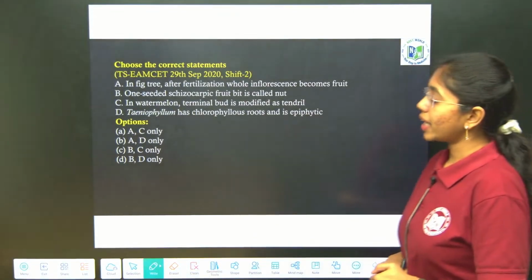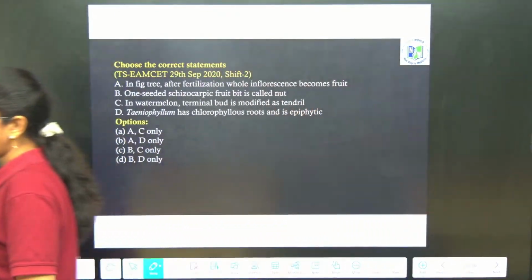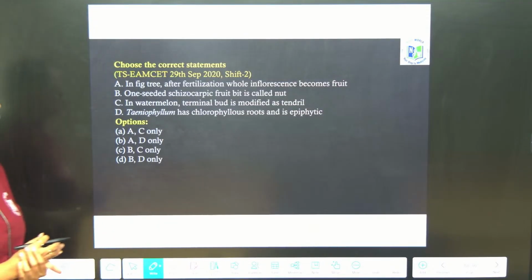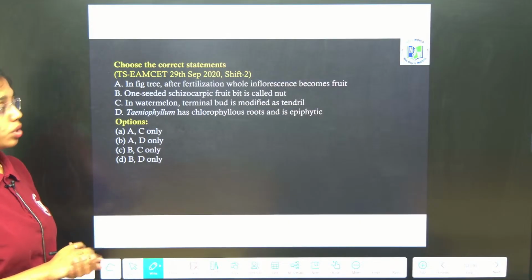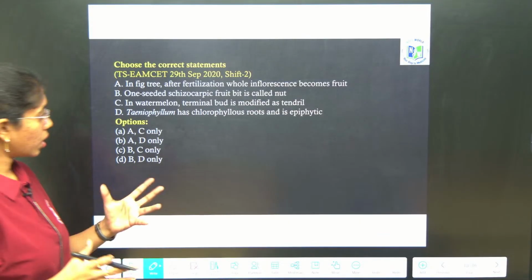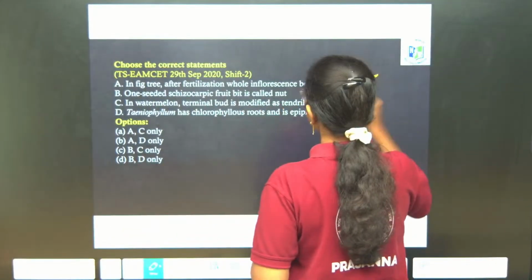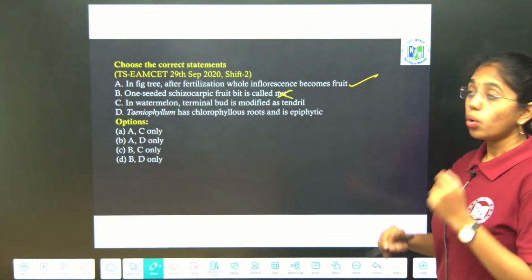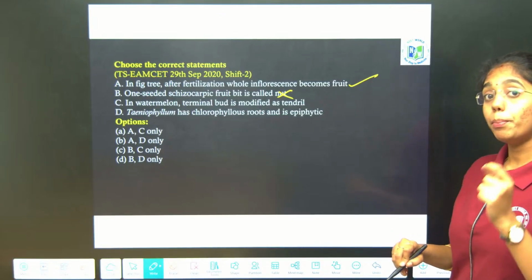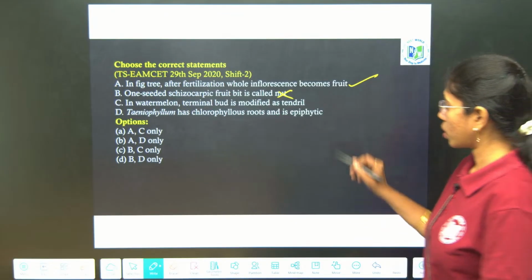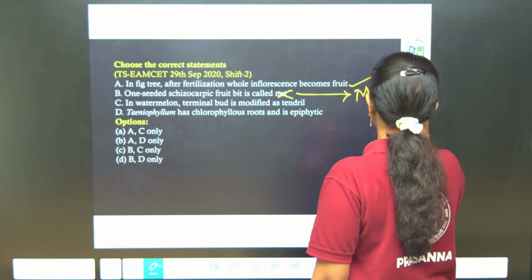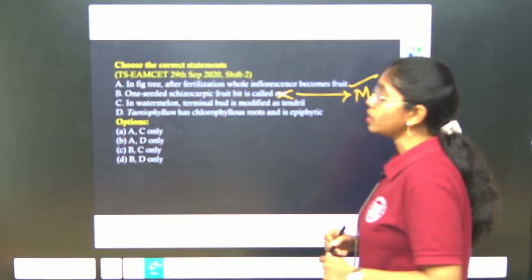Next question, statement based question again. Look into it. Statement based question. In fig tree, after fertilization, whole inflorescence becomes fruit, correct? Whole inflorescence becomes the fruit here. One seeded schizocarp fruit bit is called as nut. No, bits of one seeded schizocarp fruit are called as mericarps. They are called as mericarps.